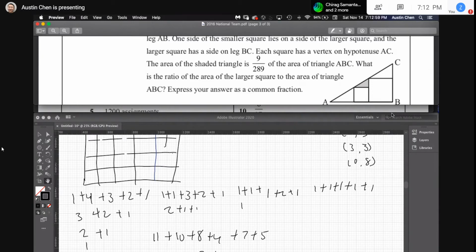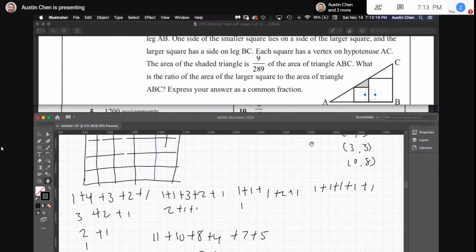So basically, we have this figure here. We have two squares inside the triangle. We want to find the ratio of the area of the larger square to the area of the triangle, given that the shaded area is 9 over 289 of the larger triangle.